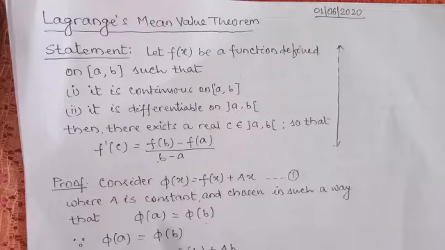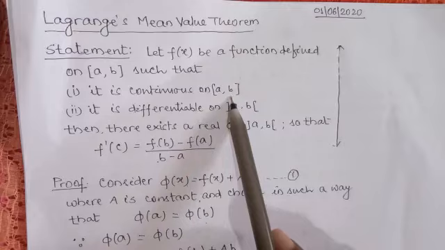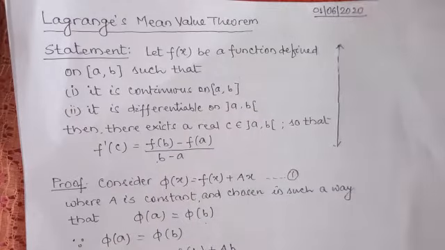I repeat once again, consider phi(x) is equal to f(x) plus Ax, where A is a constant and A is chosen in such a way that phi(a) is equal to phi(b). a and b are the endpoints of our interval [a, b]. Now proceed.